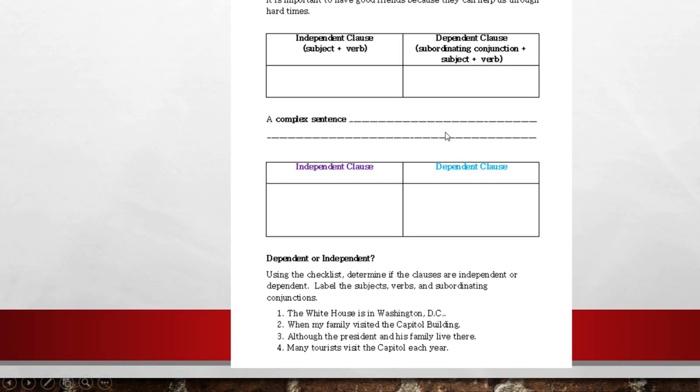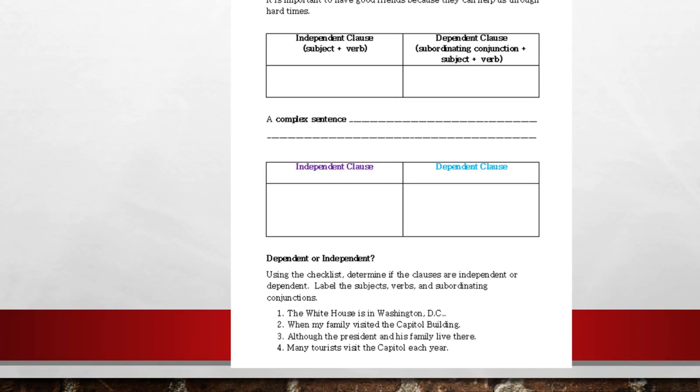So at the top of this paper, we have a sentence that says, "It is important to have good friends because they can help us through hard times." This is a complex sentence. I have an independent clause and a dependent clause that is connected together, which makes this sentence a complex sentence.